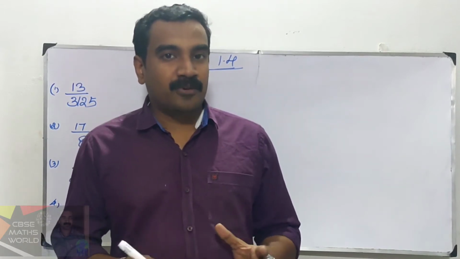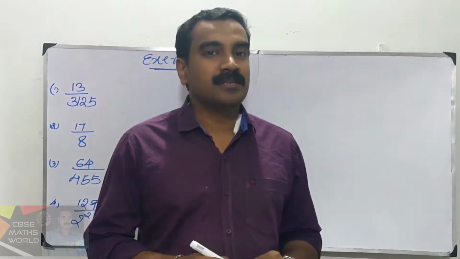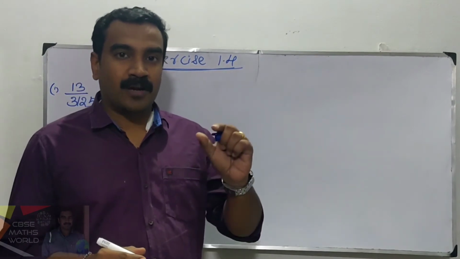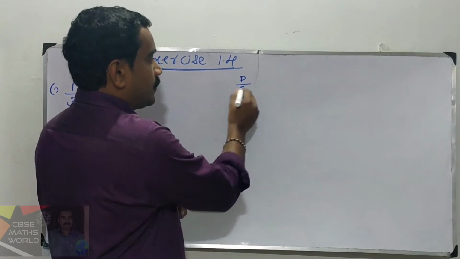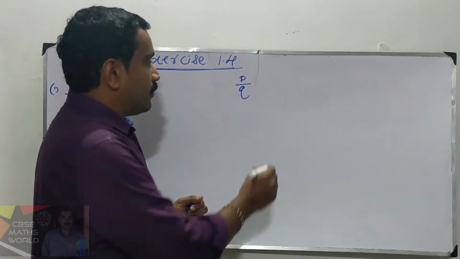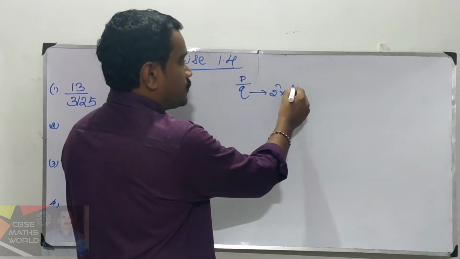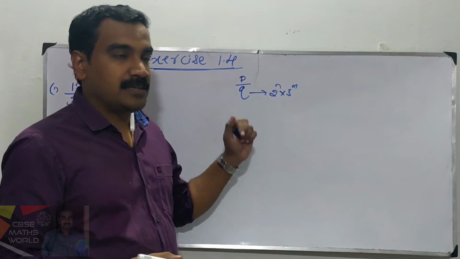The theorem we are using in exercise 1.4 is about rational numbers. What is a rational number? A number in the form p by q, one number divided by another number. Suppose the rational number is p by q. If the denominator q is in the form 2 raised to n into 5 raised to m, then it is terminating. Otherwise it is non-terminating, repeating.